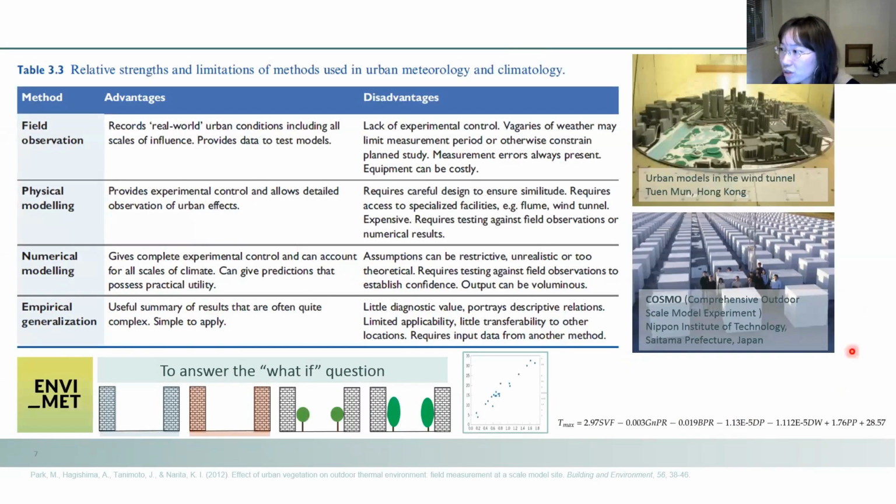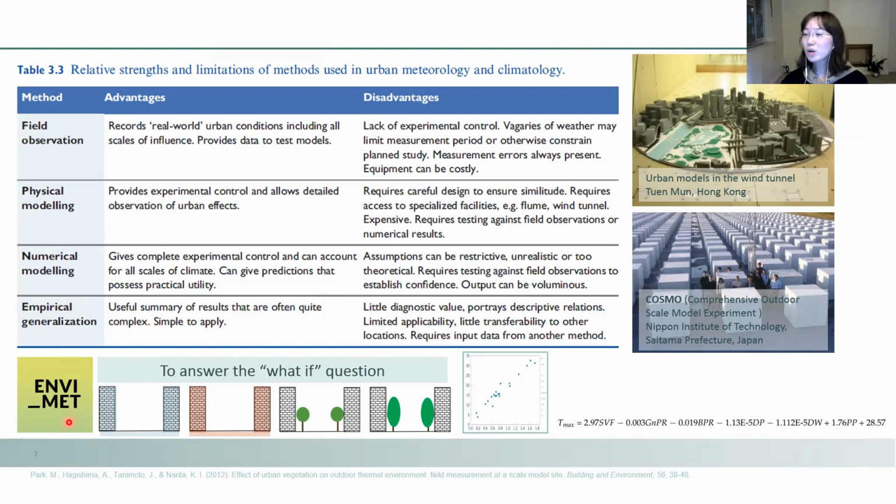The field observations rely on measurement of surface and atmospheric properties using sensors. And for the physical modeling, researchers usually use the built scale models. So for example, this is an urban model from my research team, and this photo is about a famous Japanese scale model experiment. And for the numerical modeling, I believe that all of you are very familiar with it, such as the ENVI-met is a very famous numerical modeling tool.